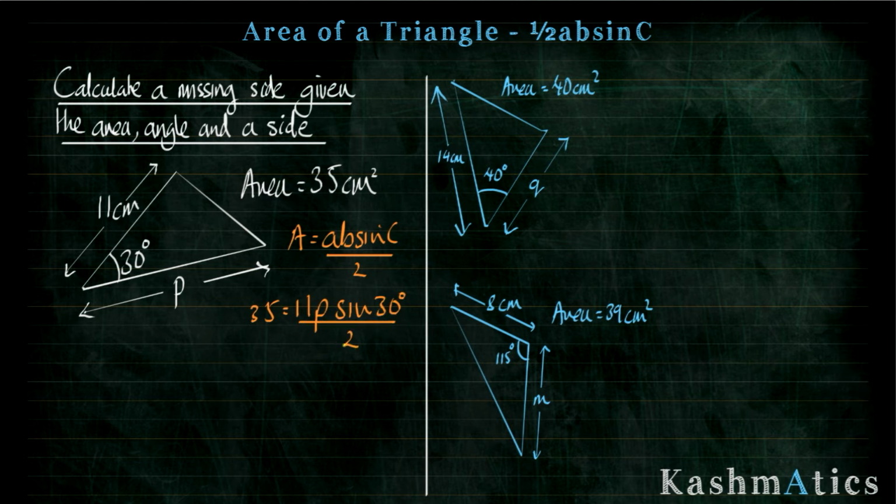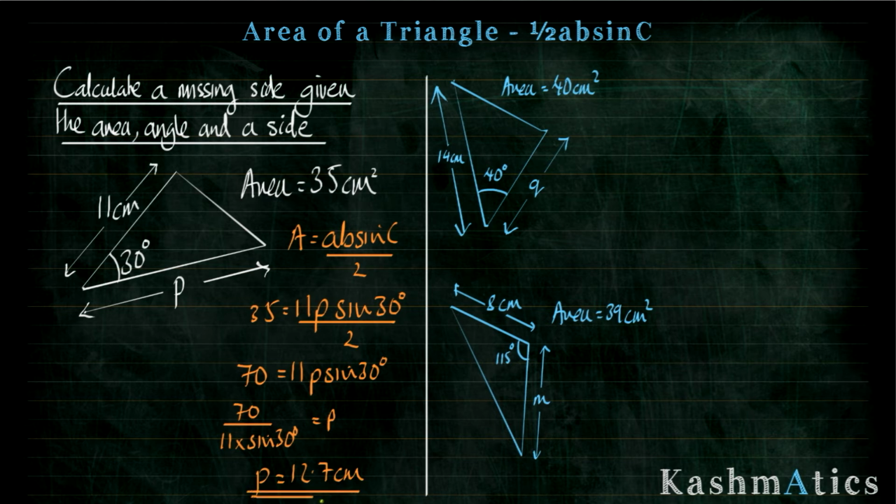And now I need to do a bit of rearranging. So the first thing I'm going to do is get rid of this 2. So I'm going to do that by multiplying the other side by 2. And that gives me 70 is equal to 11p sine 30. Okay, and you've got to understand this right hand side. It means 11 times p times sine 30. So to get rid of the 11 and the sine 30, I just divide the left hand side by it. So I do 70 divided by 11 times sine 30, and that's going to give me p. And if I was to plug this into the calculator, I'd get p is equal to 12.7 centimeters.